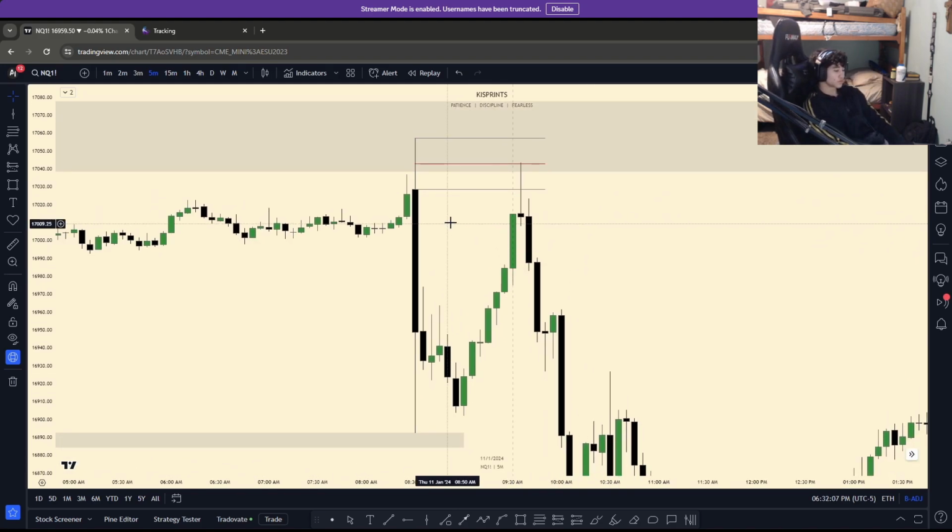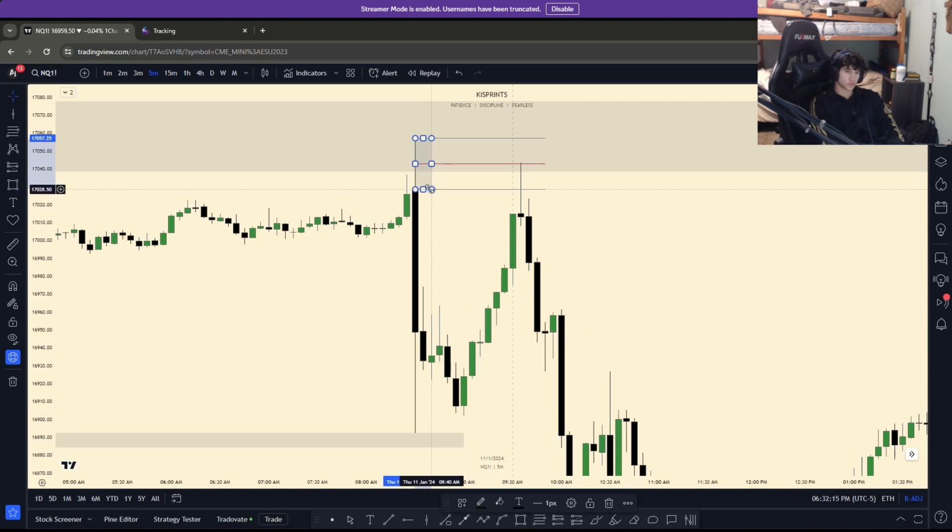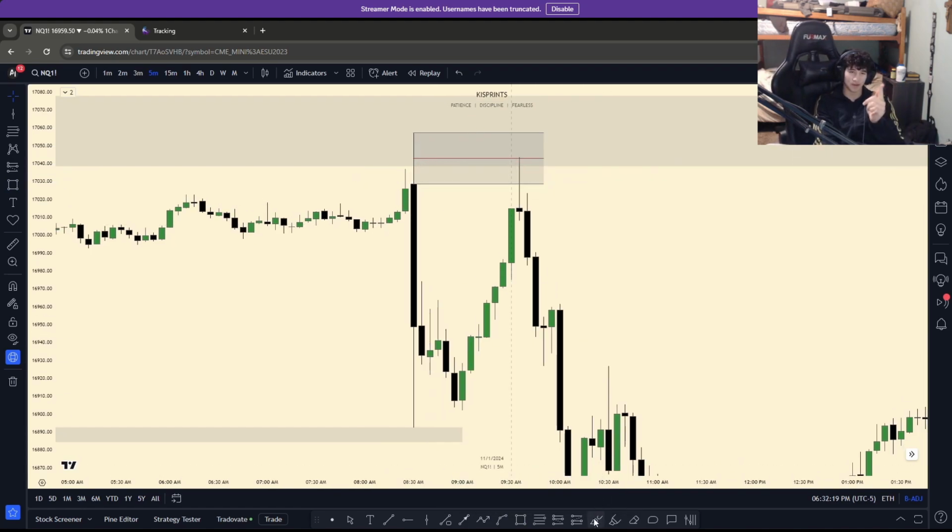So if you guys knew that it tapped into the daily imbalance and it tapped into the 50% of the rejection block, which rejection blocks are treated as gaps, this would essentially be consequent encroachment of this gap. I marked that out. I saw that. I was going to talk about it, but I realized no one knew where it was.